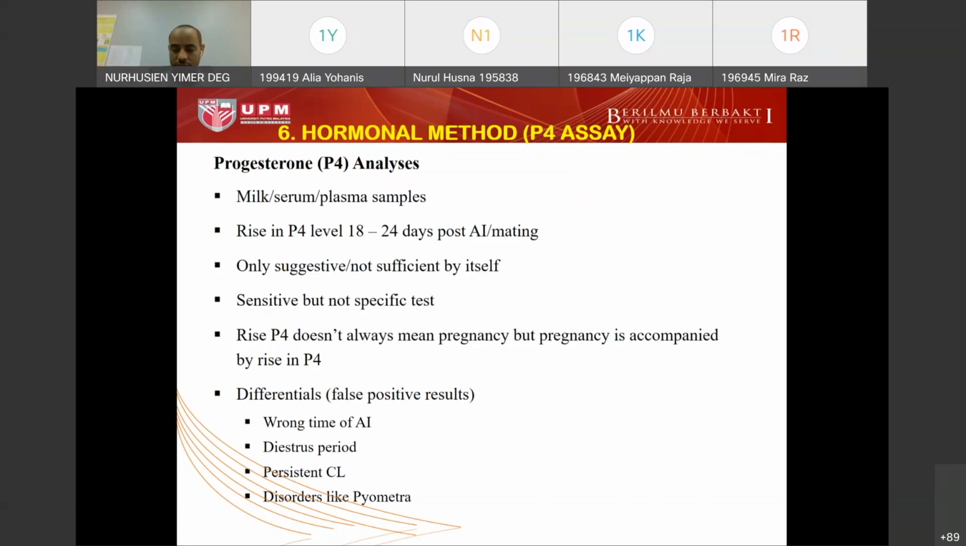So it can be due to other issues. It could be due to even a reproductive disorder. For example, if you have a cystic ovarian disease with CL as the luteal cyst, obviously you will have a high progesterone level. If you have a pseudo pregnancy, or a pyometritis, you can also have a high progesterone level. So a lot of differentials will be there, making the diagnosis of pregnancy using this method difficult.